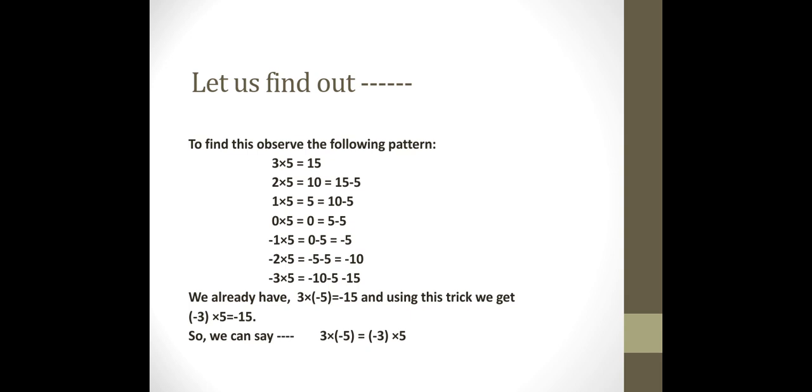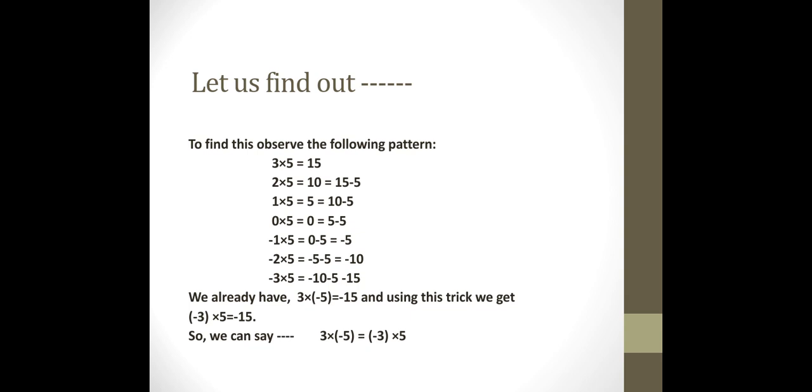Similarly, by following the above steps, minus 1 into 5 can be written as the result of the previous step, 0, minus 5, which is equal to minus 5. Minus 2 into 5 is again the result of the previous step, minus 5, which is minus 10. Minus 3 into 5 is again the result of the previous step, minus 10, minus 5, which is minus 15.